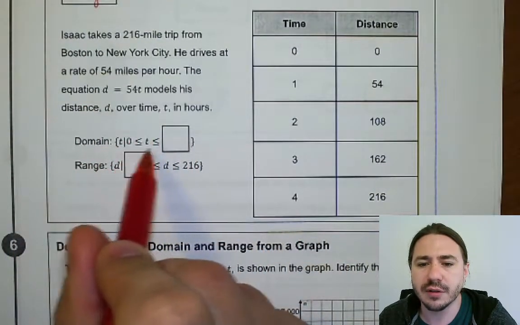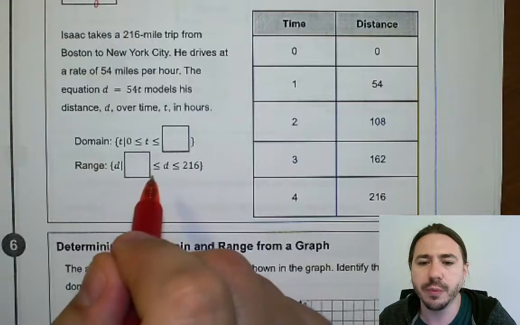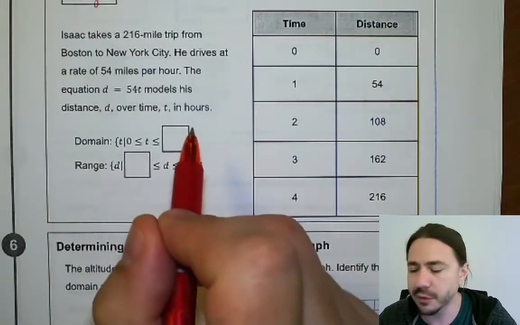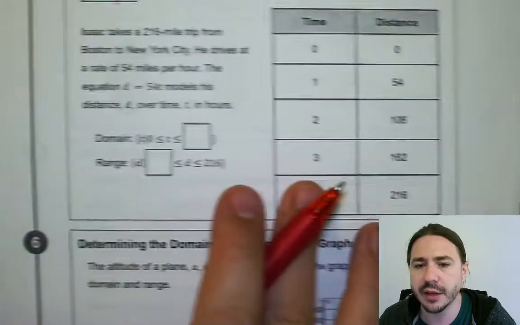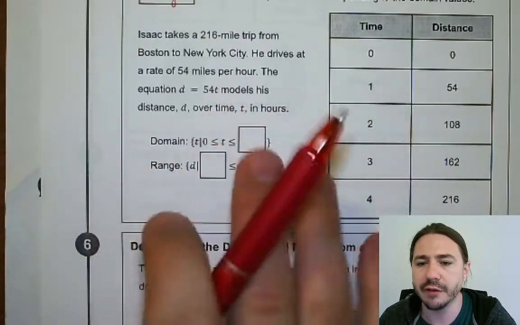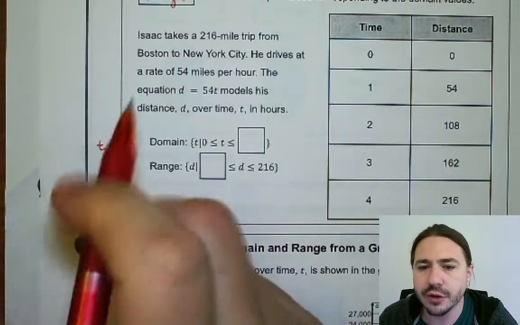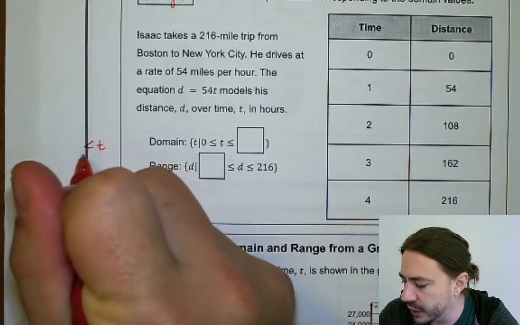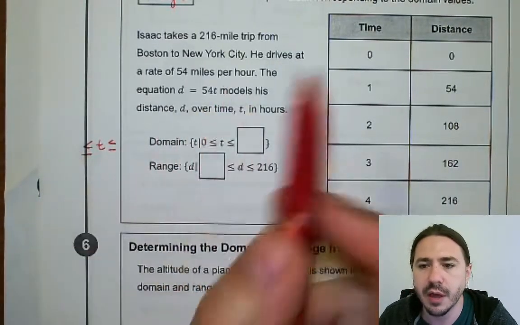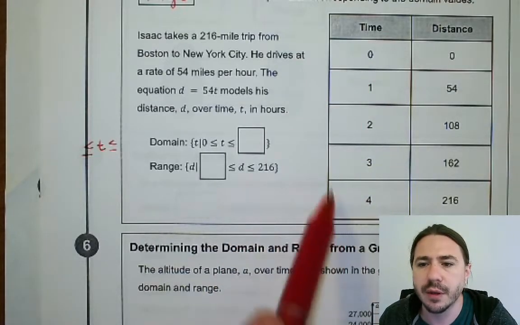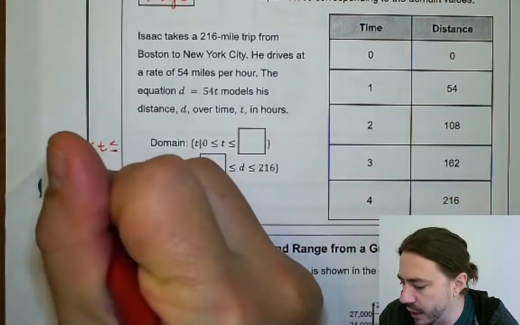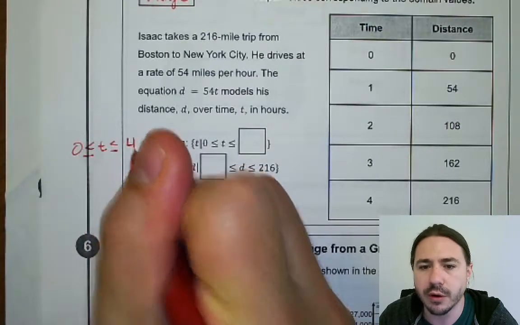Now, this already has it kind of labeled here for you, but basically I'll write it out to the side and explain how you write this without the little fill in the blank stuff. You're going to write your variable, and you're going to say that that variable is in between the minimum and maximum. So if I look at this table, the minimum is 0 and the maximum is 4.